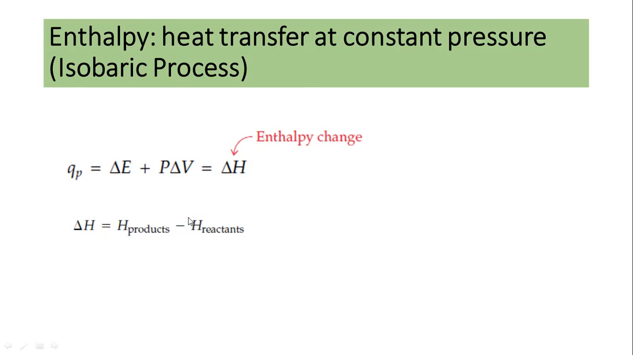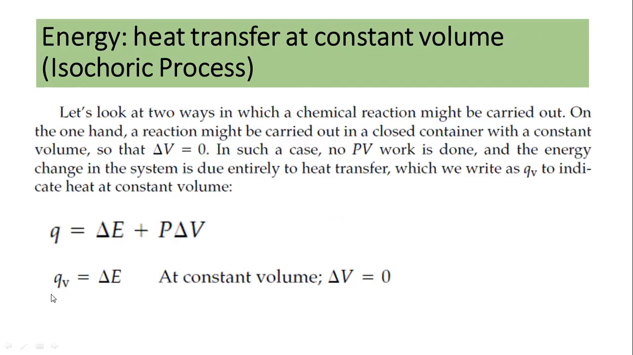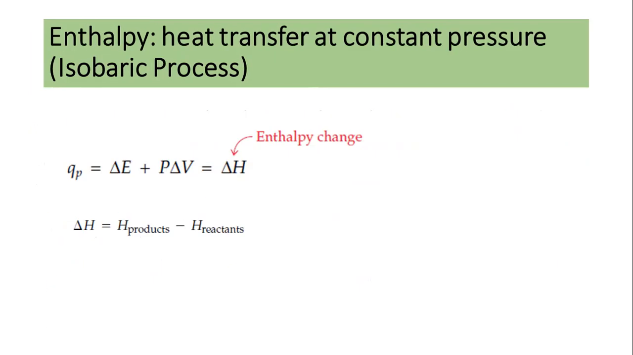If you want to calculate the change in enthalpy, it is the enthalpy of the products minus the enthalpy of the reactants. But again, the important thing to keep in mind is that this change in enthalpy is at constant pressure, and the change in internal energy is the heat transfer at constant volume. Whenever there is heat transfer at constant volume, that is the internal energy. Whenever there is heat transfer at constant pressure, this is called the change in enthalpy.